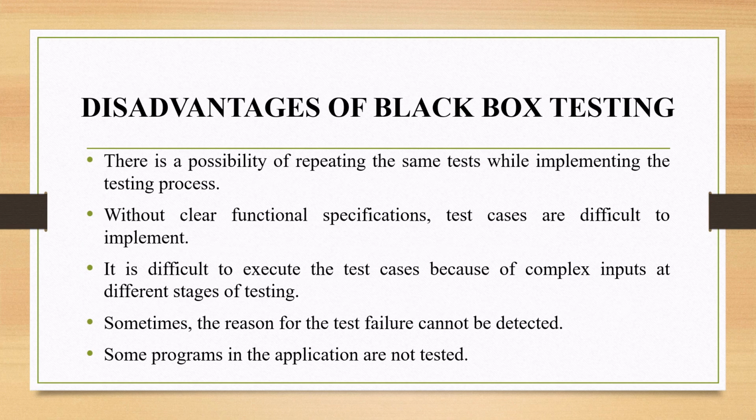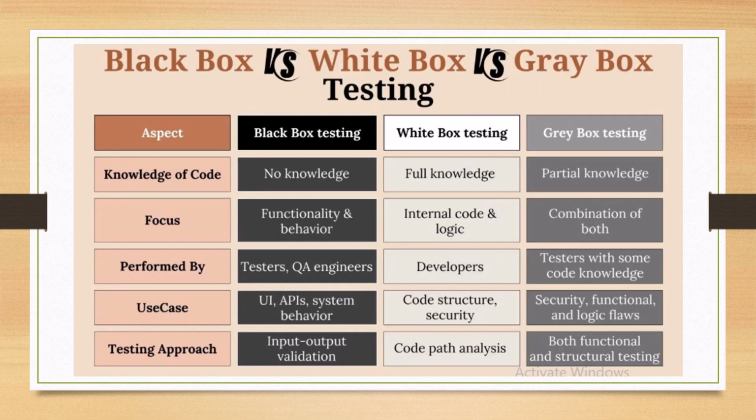And what are the disadvantages of black box testing? There is a possibility of repeating the same test while implementing the testing process. Without clear functional specifications, test cases are difficult to implement. It is difficult to execute the test cases because of complex inputs at different stages of testing. Sometimes the reason for the test failure cannot be detected. Some programs in the applications cannot be tested. So let's see what the difference is between black box, white box and gray box testing, and what the aspects of that are.